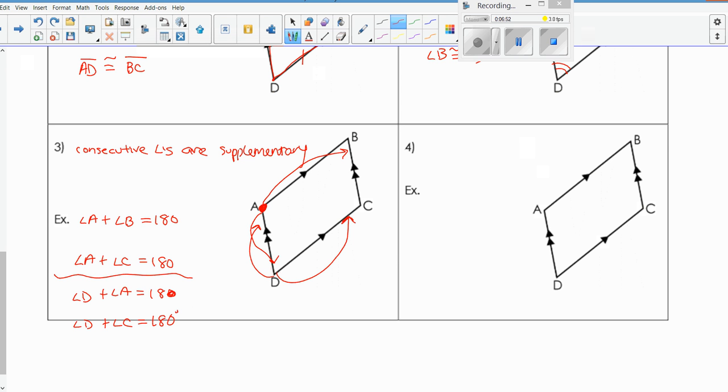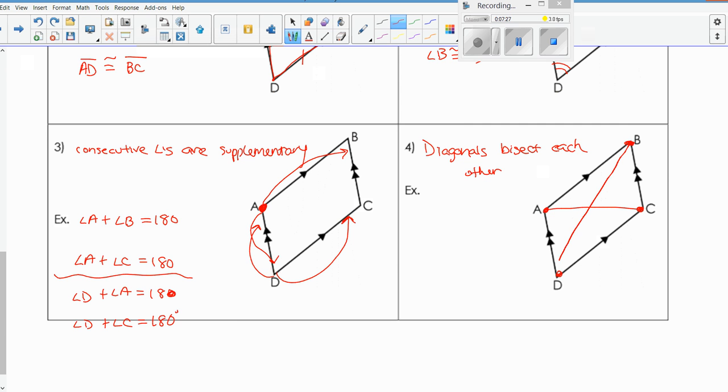Alright, last one. If quadrilateral ABCD is a parallelogram, then the last property is that diagonals bisect each other. This is probably the property that's most forgotten. So if I were to draw in my diagonals, because I have none right now, that means that I would go from A to C, and that means that I would go from B to D.